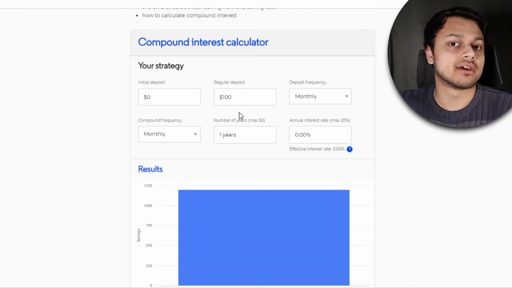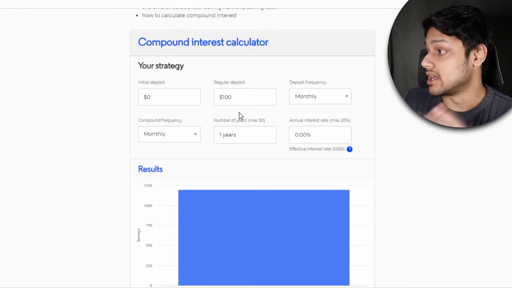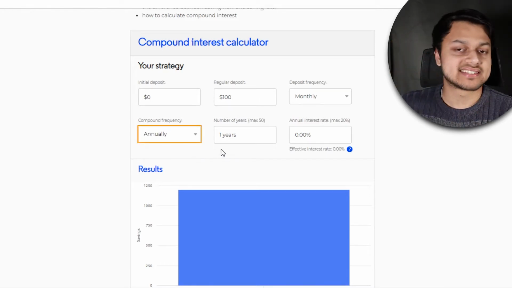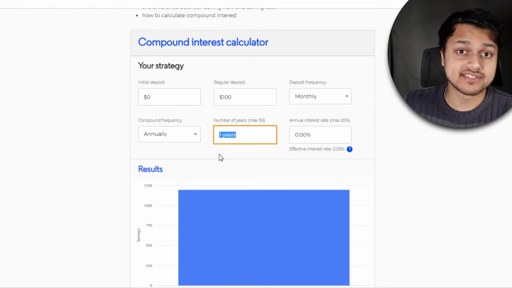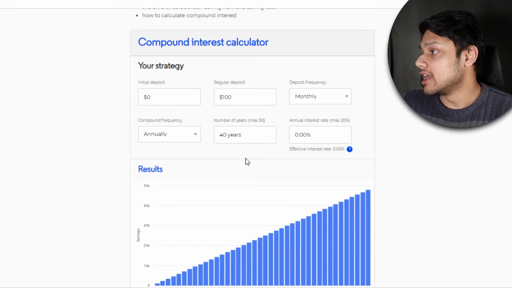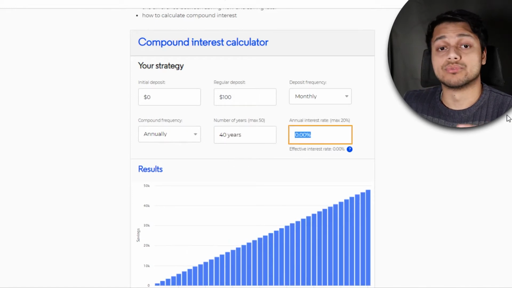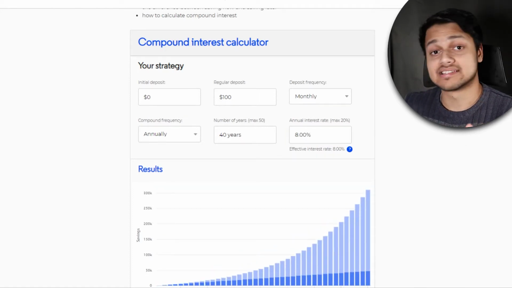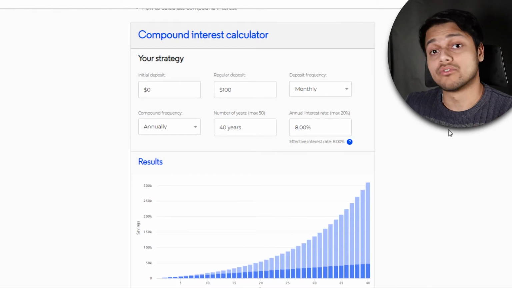Essentially, you're putting away $25 a week to start investing, so that's what I've put. The compound frequency is annually. Let's say that right now you are 20 years old and you're going to be investing for 40 years, so for the number of years I'm going to put 40 right here. For the interest rate, I'm going to put 8% just for a conservative return. So let's put in 8% and see what we get based on the power of compound interest.